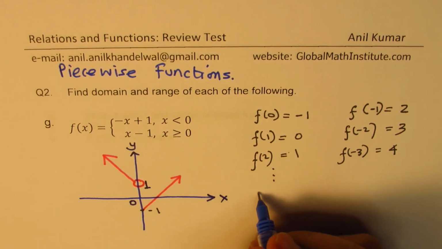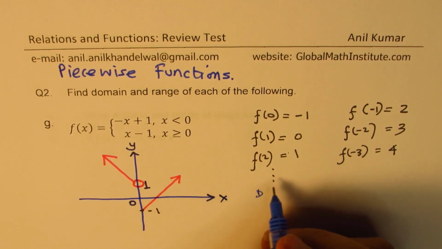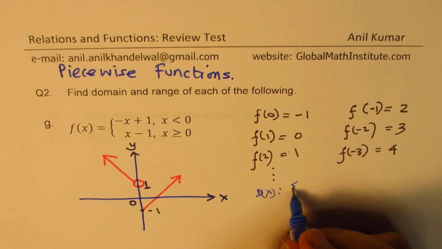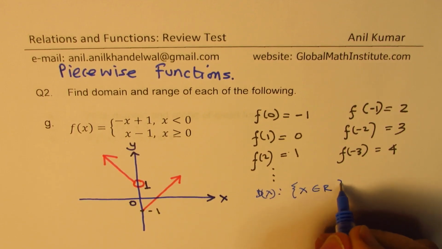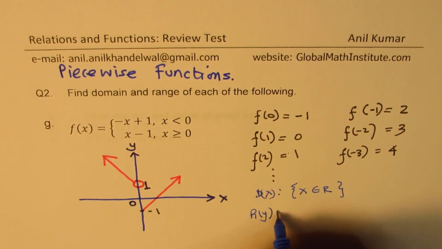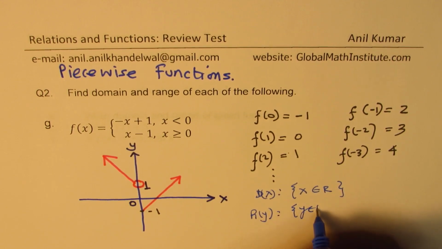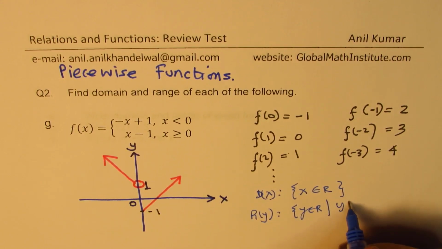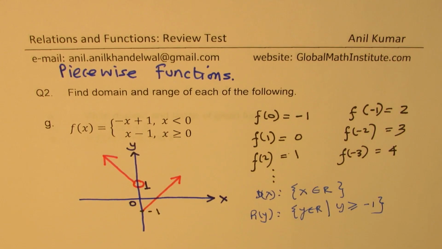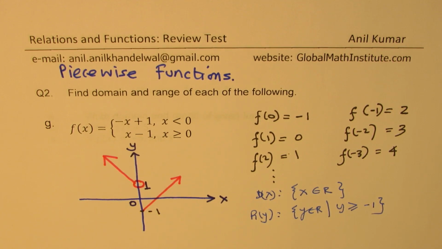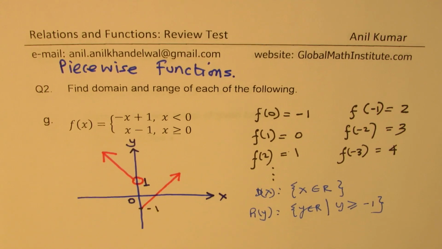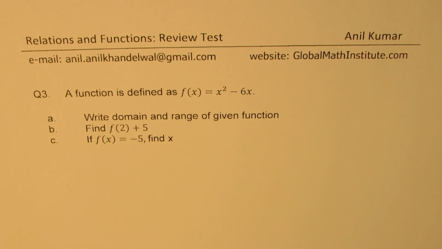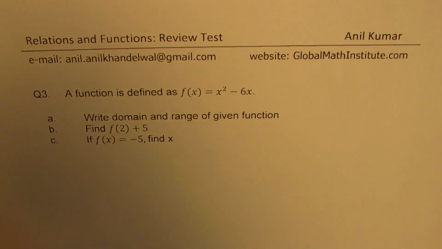So clearly we have a domain of all real values. So domain of this function is x belongs to real numbers. As far as the range is concerned, you clearly see that the y values belong to real numbers. However, they are always greater than equal to minus 1. Does it make sense to you? Right? Excellent question. So let's move on and see the last part of our video. Here we'll evaluate the value of the function using function notation, right? So this is based on function notation.